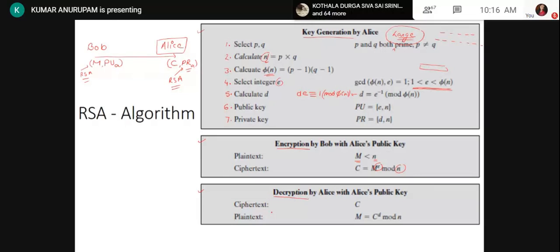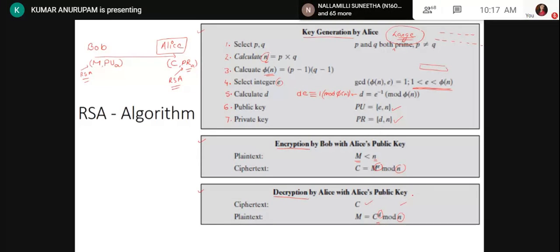Coming to decryption, at the Alice side, when Alice wants to decrypt, Alice will have the ciphertext. Then M, the plain text, can be calculated using C to the power D mod of n. If you remember, the private key consists of D and n. That's why we are using two values: one pair will be used for encryption and the other for decryption. So this is the public key pair and this is the private key pair.